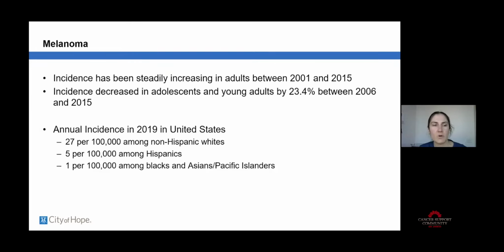But in 2019 in the United States, it was certainly most prevalent in the white population, still relatively rare, but 27 per 100,000 people would have melanoma. And then in the Hispanic population, less common, 5 per 100,000, and then really quite rare for Blacks and Asian Pacific Islanders.